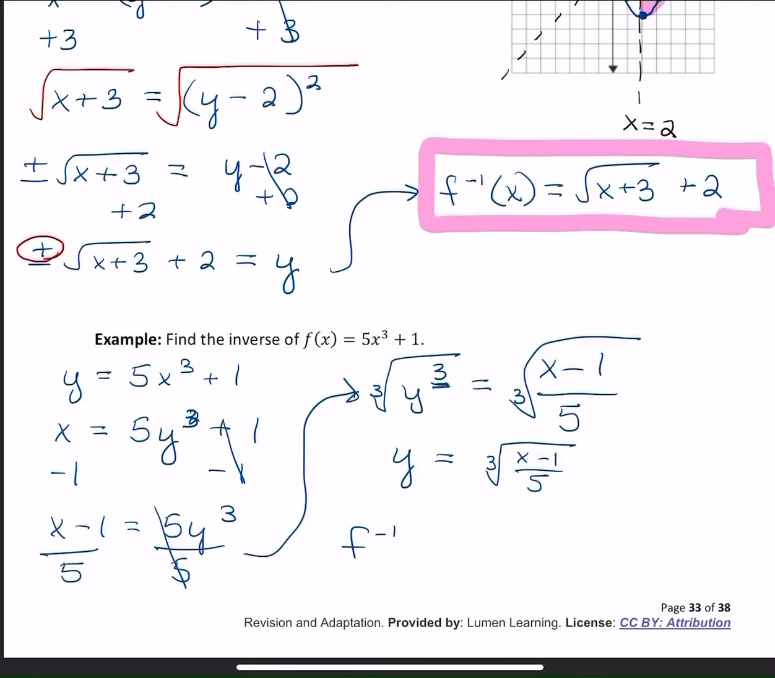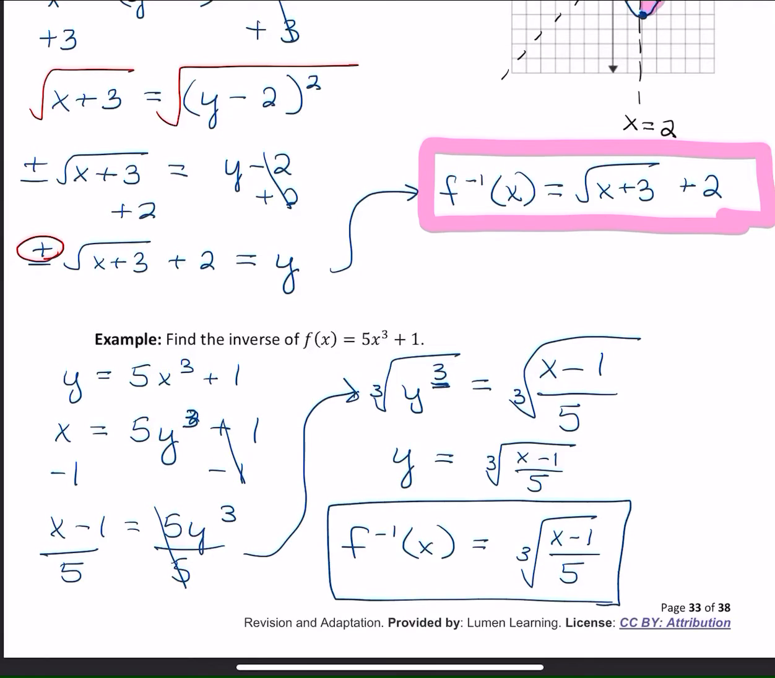So our final answer here is f inverse equals the cubed root of x minus 1 over 5. And that is your inverse function. The entire thing is under the cubed root.